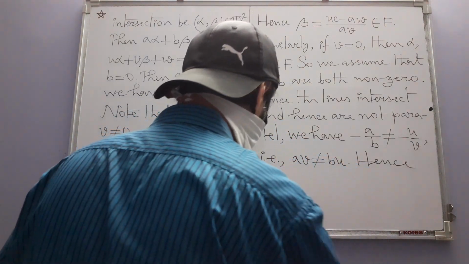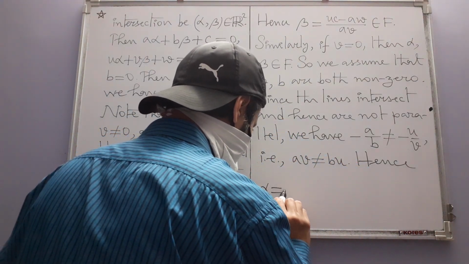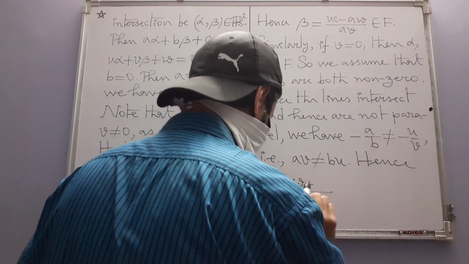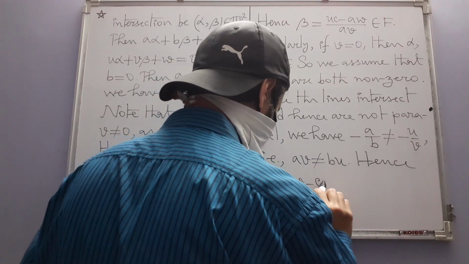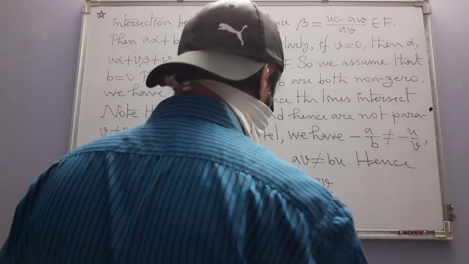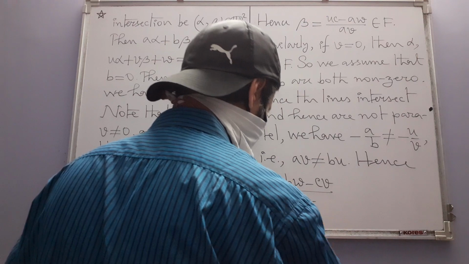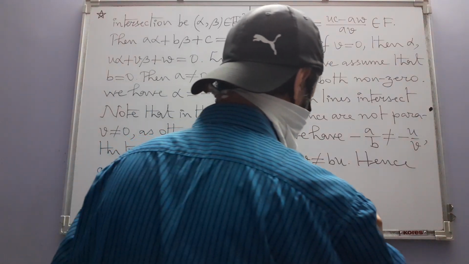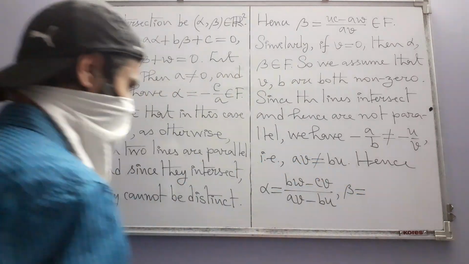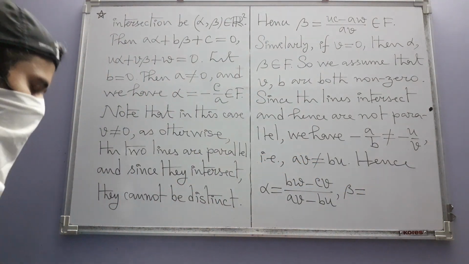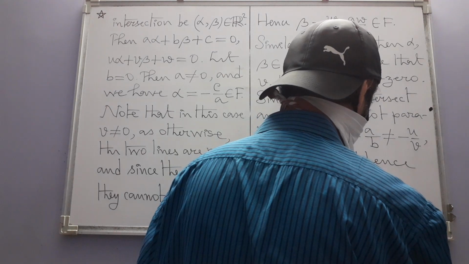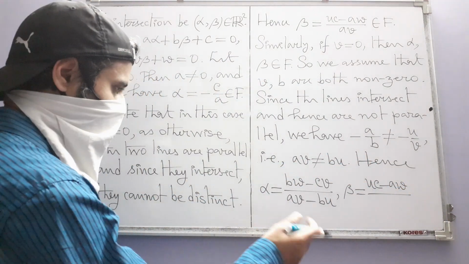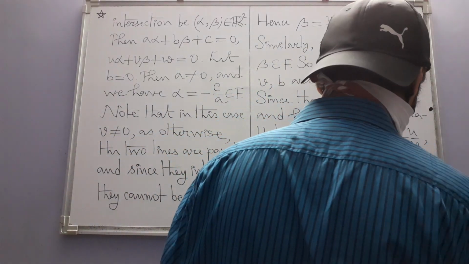Hence, alpha turns out to be equal to BW minus CV divided by AV minus BU, and beta becomes UC minus AW divided by again AV minus BU.